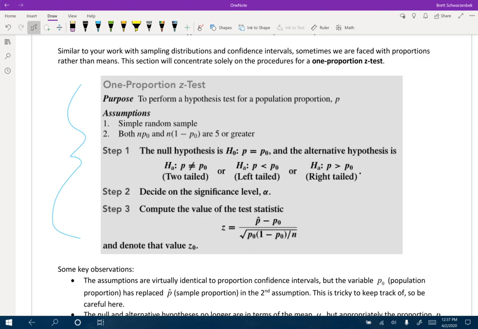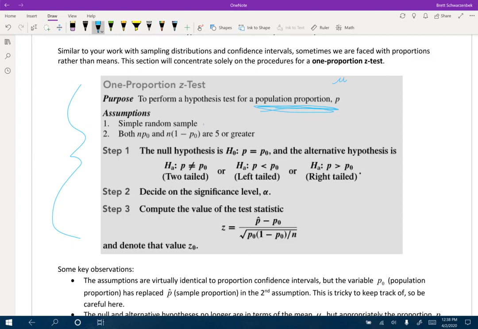This will look different, of course, because we no longer are dealing with mu and sigma, but rather just p, basically, in terms of the test. So let's just get into it. So again, you're basically testing the population proportion p. So instead of mu, we're dealing with p, which we'll show in the hypothesis in a second.